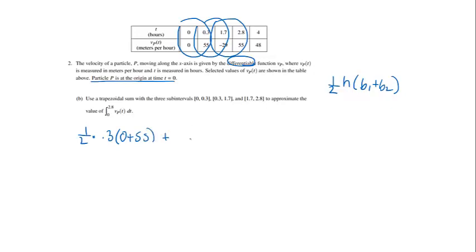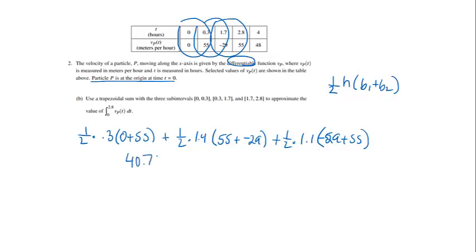And then plus, the next one would be 1/2. The height there is going to be 1.7 minus 0.3, which is 1.4. The sum of the bases will be 55 plus negative 29. And then plus, that third trapezoid is going to be 1/2. The height of that would be 2.8 minus 1.7, which would be 1.1. And then the bases would be negative 29 plus 55. Then we get to let our calculator do the work, but we definitely have to set it up to show that we're using the trapezoidal sum. And that would be 40.75.